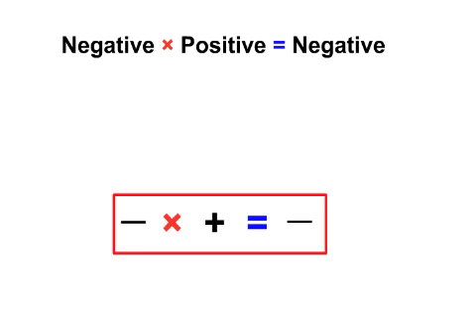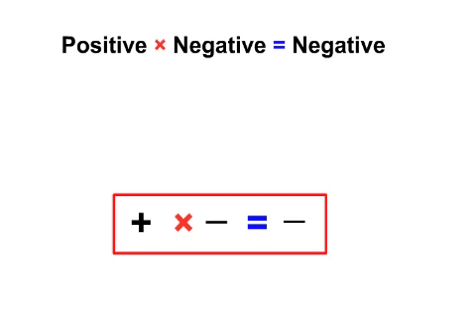Now we have negative times a positive is a negative. Minus times a plus is a minus. Notice the signs are different. The answer is always negative. So with an example, minus 6 times plus 11, the signs are different, so the answer is negative. 6 times 11 is 66, so the answer is minus 66.